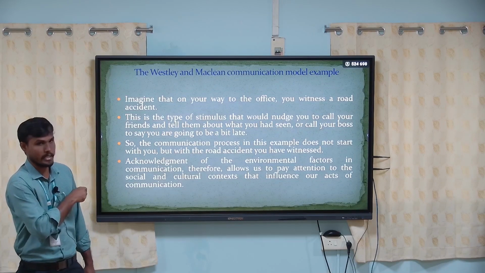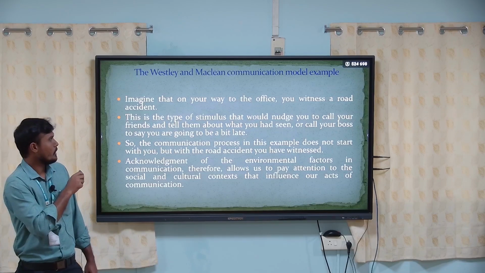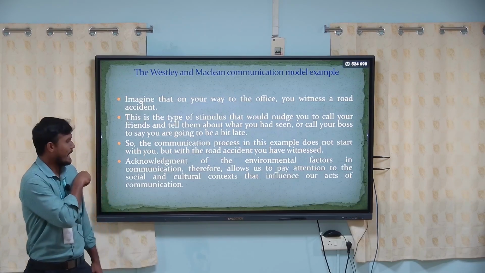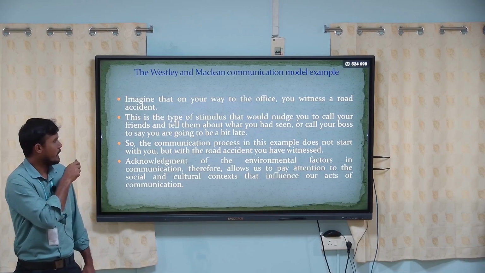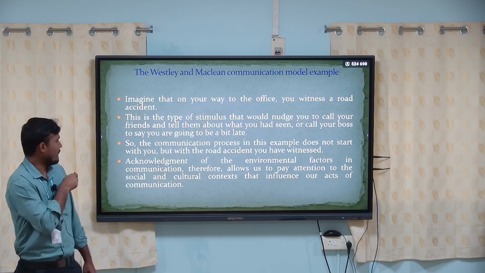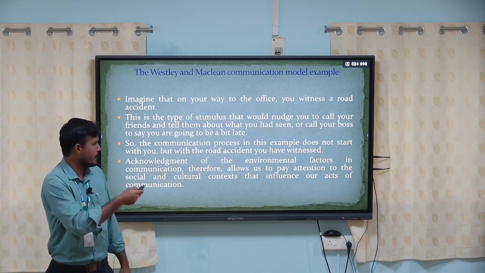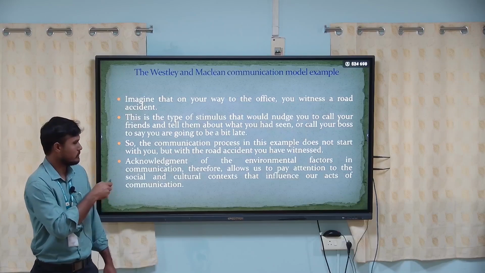Westley and MacLean model of communication example. Imagine that on your way to the office, you are a witness to a road accident. This is a type of stimulus. You call your friends and tell them about what you had seen, or call your boss to say you are going to be a bit late.